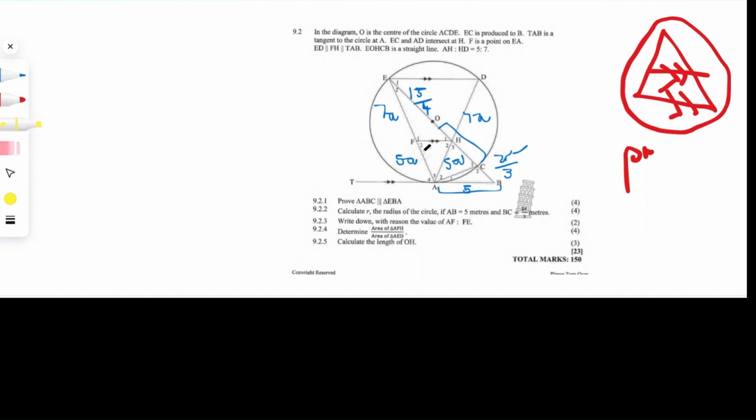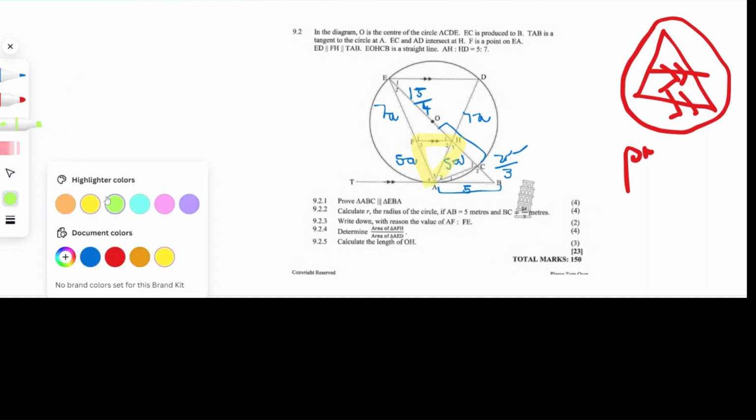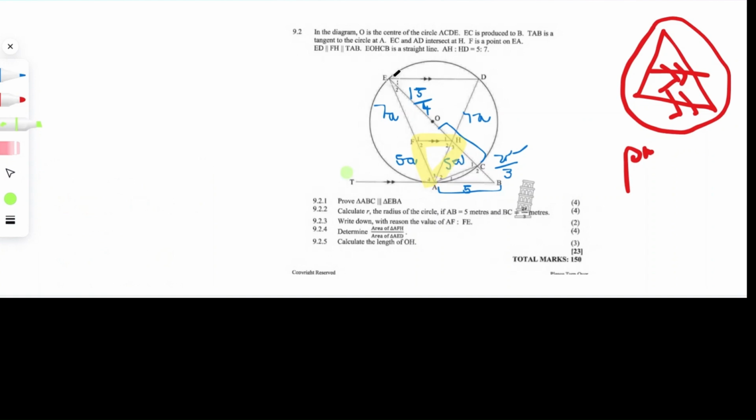Okay, so triangle AFH would be this triangle over here. And then the other triangle would be AED. AED would be the larger triangle. Now just look at what's happening, guys.